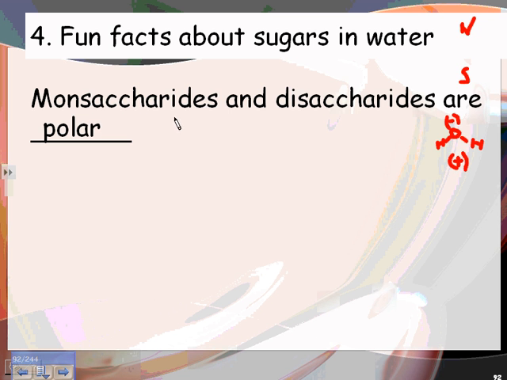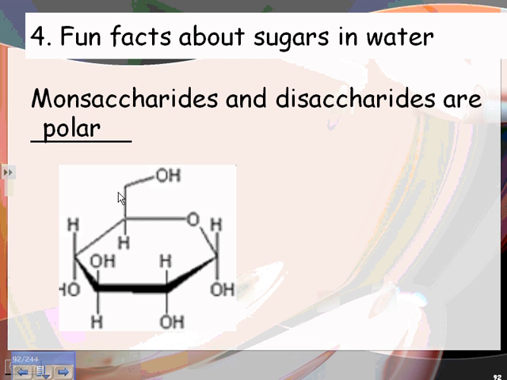Monosaccharides, the littlest sugars, they look like this maybe, and disaccharides, which would have just another one of these added on. These things are polar, just like water is polar. And so the reason that they're polar is that these OHs are bent. And so when you look at sugar, you see an O with an H. It doesn't necessarily, you would look at that and you would say, oh, that's really polar.